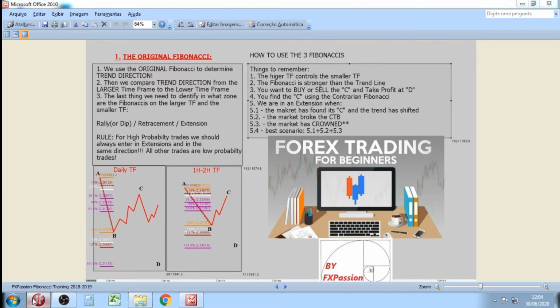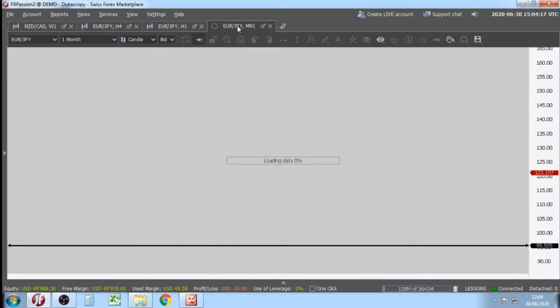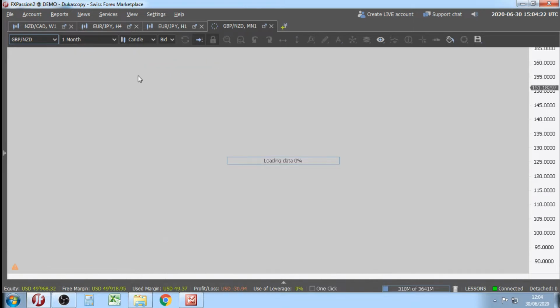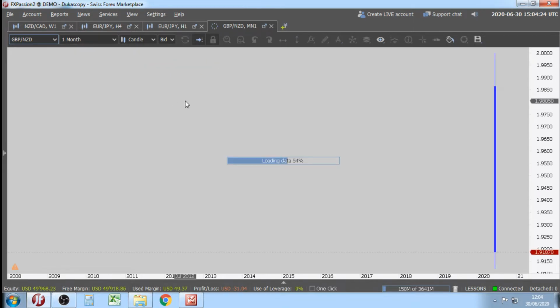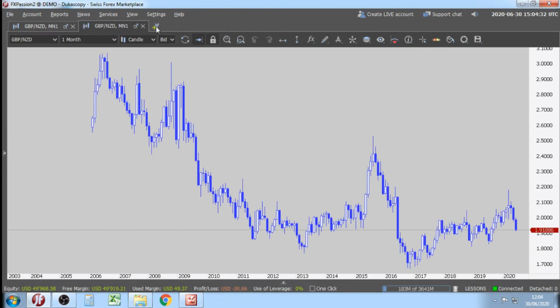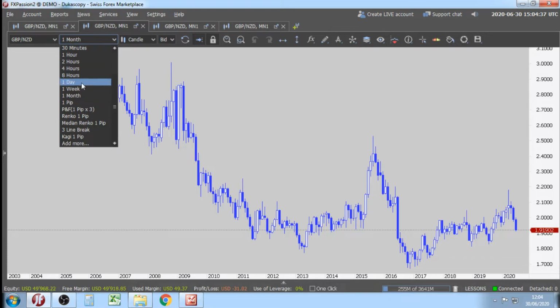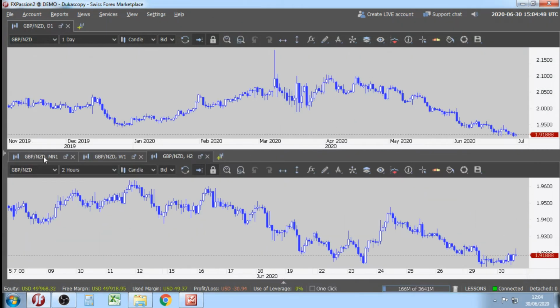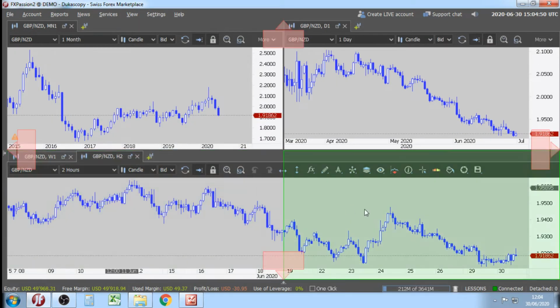Time to shine, yes, okay. GBP and ZD. Okay, everybody. GBP and ZD. Homework from yesterday. You had the homework to draw your Fibonacci. I'm going to delete Euro JPY, bye. And we're going to open the 4 charts, right? GBP NZD monthly chart, GBP NZD weekly chart, GBP NZD daily chart, and GBP NZD 2-hour chart. Okay, monthly, daily, weekly, and 2-hour chart.